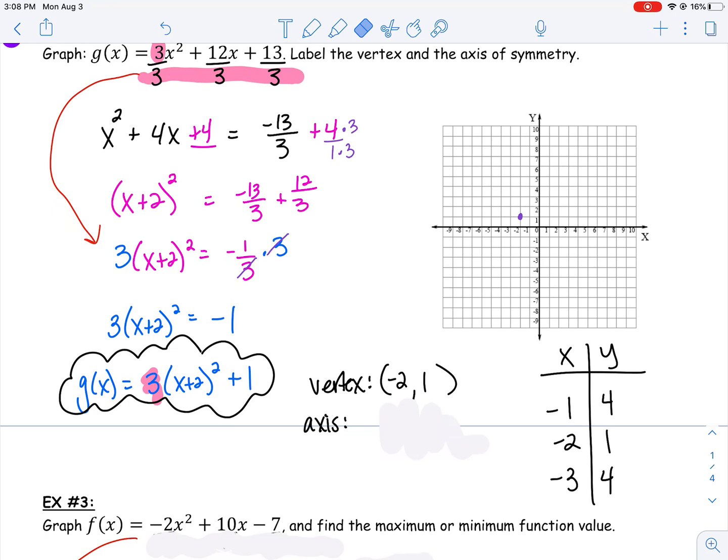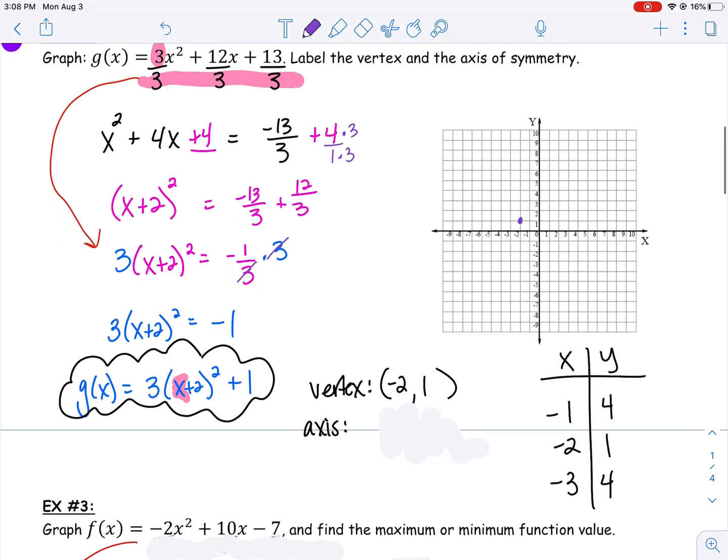If I do the same thing with a negative 3, if I substitute in a negative 3 into my equation, negative 3 plus 2 is negative 1. Negative 1 squared is 1. 1 times 3 is 3, and 3 plus 1 is 4. So now I have 2 other points, 3 total, so I can graph this a little better than just kind of guessing what it looks like.